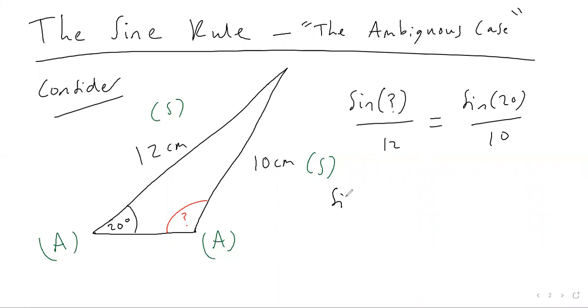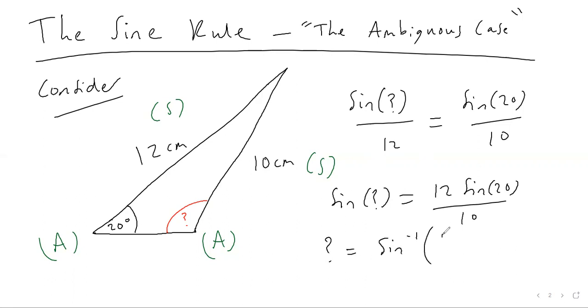So you can multiply both sides by 12 to get sine question mark equals 12 times sine 20 divided by 10. We can then do sine inverse of this number that we get to find out what the angle should be. Let's do that on the calculator. So 12 times sine 20, divide that by 10, and then do sine inverse of that answer. So we should get about 24 degrees, or 24.2 degrees to 3 significant figures.